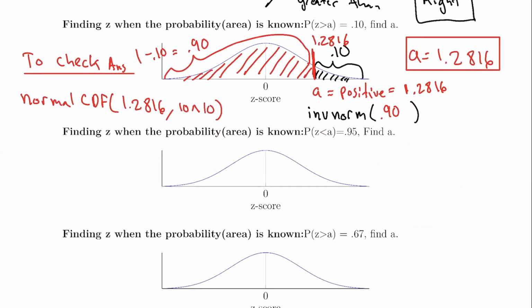All right, let's do the second one. If you look at the second one, the symbol is saying probability that Z is less than A. So this one, remember, you have to shade the left-hand side because we're using the less than symbol. So it's saying the probability that Z is less than A is equal to 0.95.